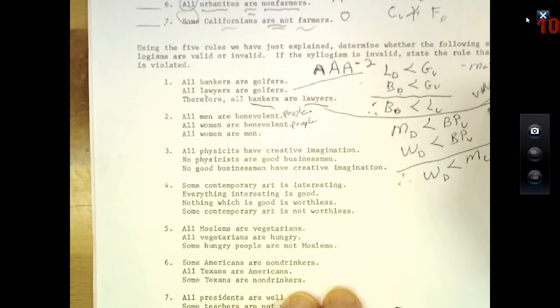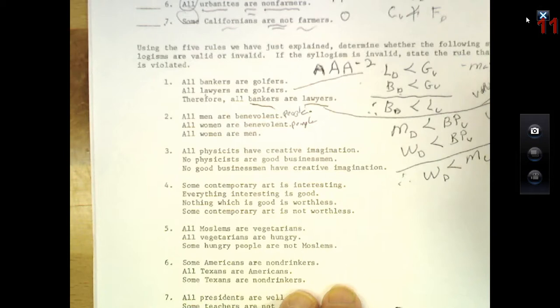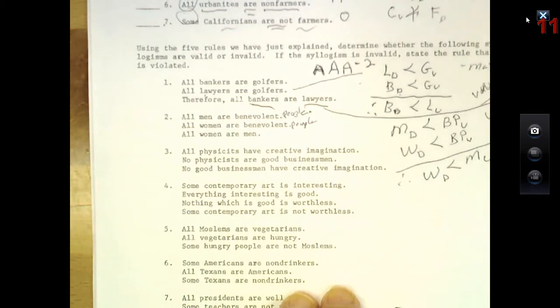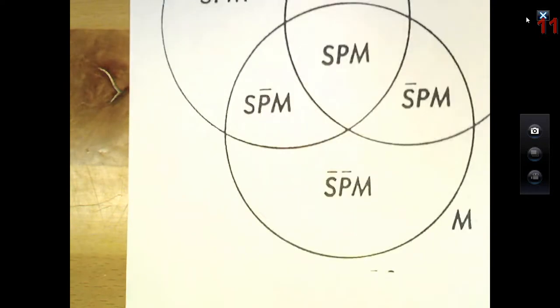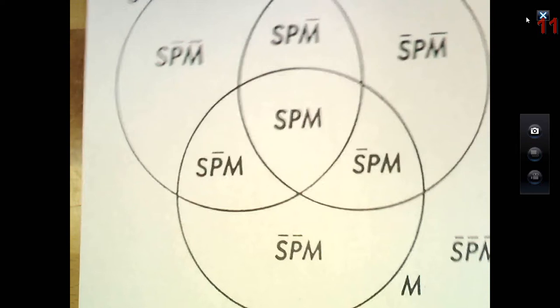We'll be undistributed middle. Why is benevolent people the middle term? Because it does not appear in the conclusion, just in the premises. So it's undistributed middle. So it's not valid, so it's invalid. Okay, let's draw a Venn diagram of it. Well, that was pretty easy. Yeah, it is.